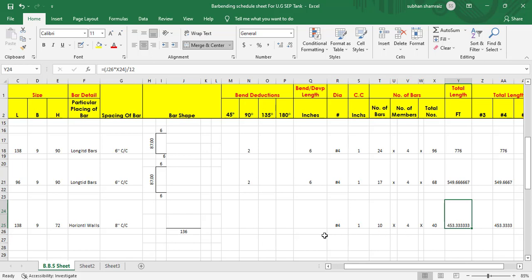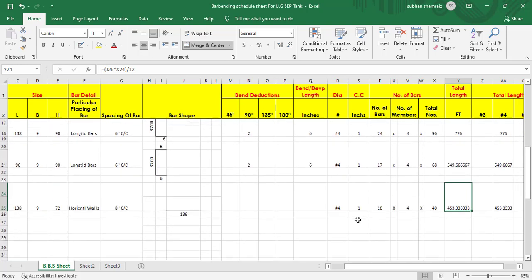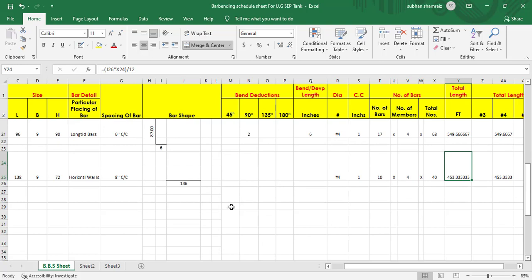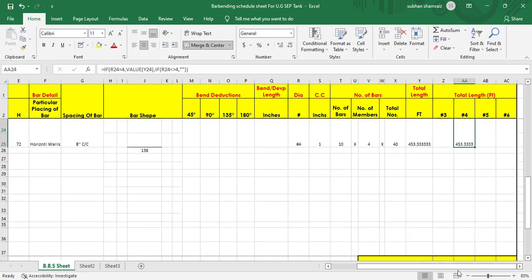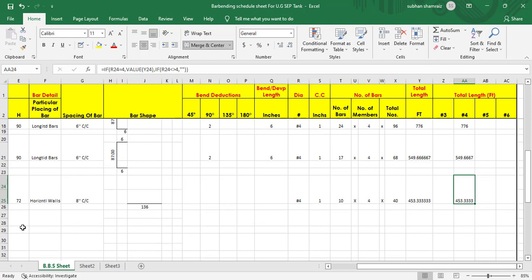Okay, remember this one. And during calculations, if I make any kind of mistake, just forgive me and do the correction. Okay, no problem. So 453 is okay. Let me check it. 86. Okay, so we have done the horizontal steel as well in the long wall.